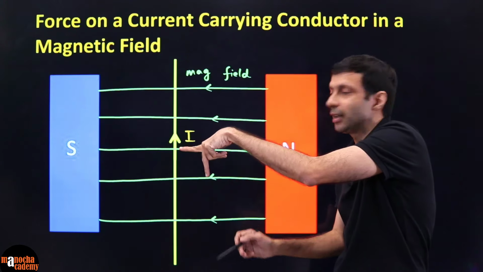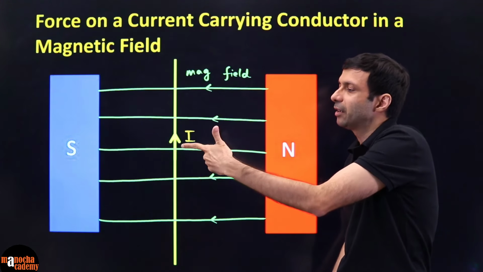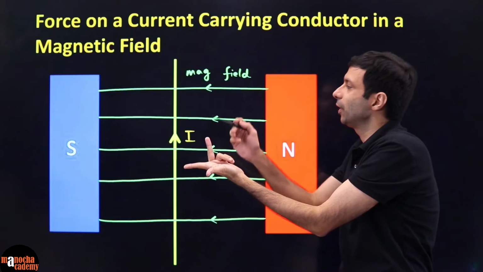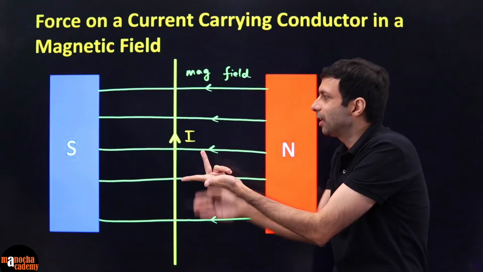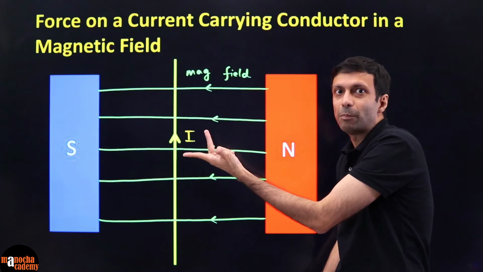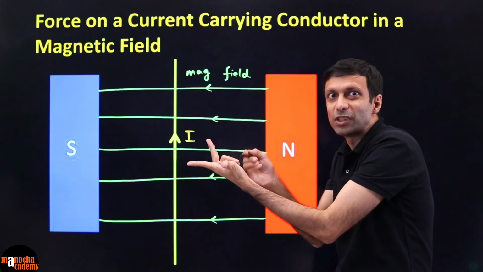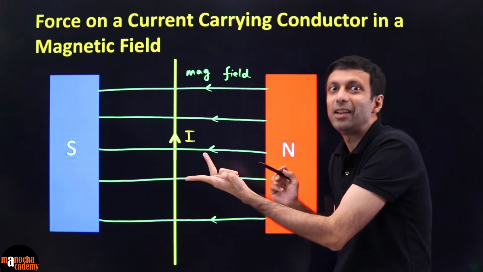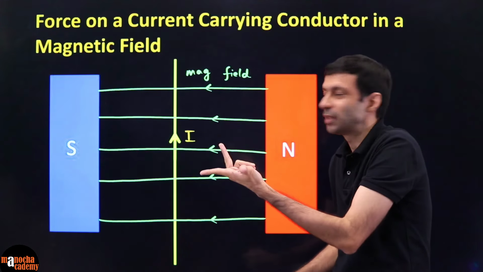The center finger is pointing downwards, but the current flow here is upwards. So I need to turn my hand so that my center finger points upwards. Forefinger from north to south, center finger upwards. Where is my thumb pointing? Outwards. Can you guys see? So the force direction is in the direction of the thumb, clearly outwards here. Forefinger, center finger, thumb is outwards.